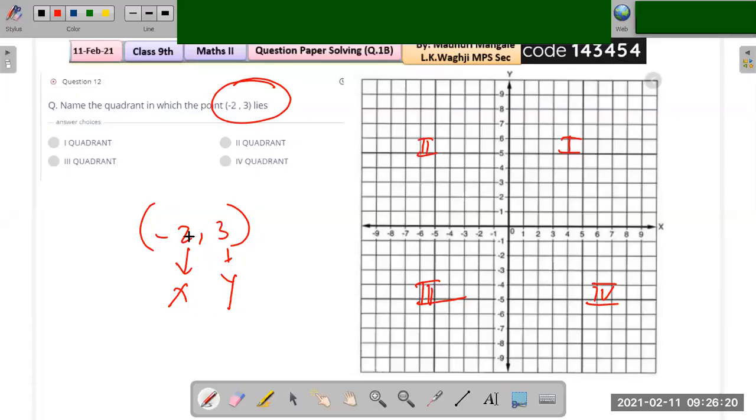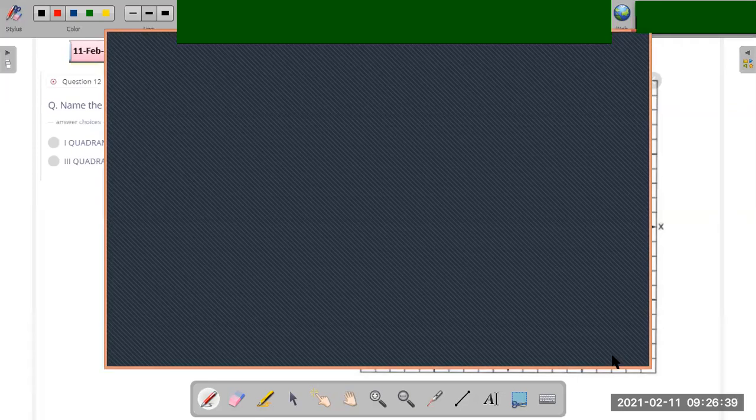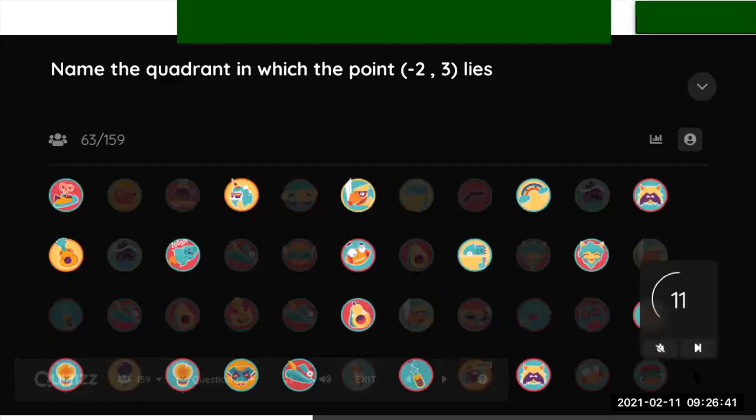Everybody, the question is added to the quiz. Go ahead and try it out. Okay, go ahead and try it out. -2, 3. Just check. -2 is the x-axis, so you need to start with -2. You start at this point, and then y is 3. Y is 3. Here, this is the y-axis. Y is 3. Where do these points meet? And that is your quadrant. That is the answer. Okay, let's see. The quiz is about to end.